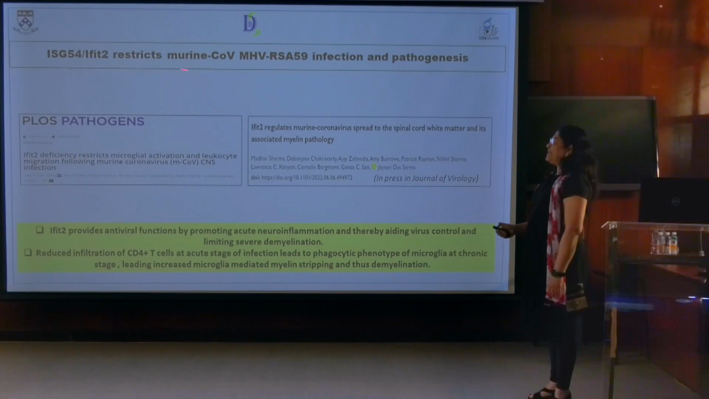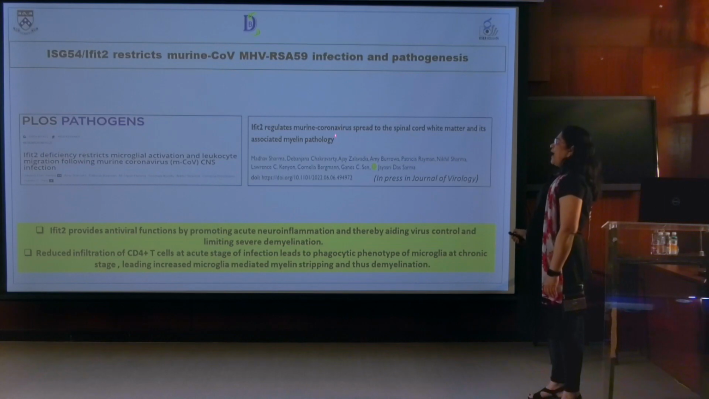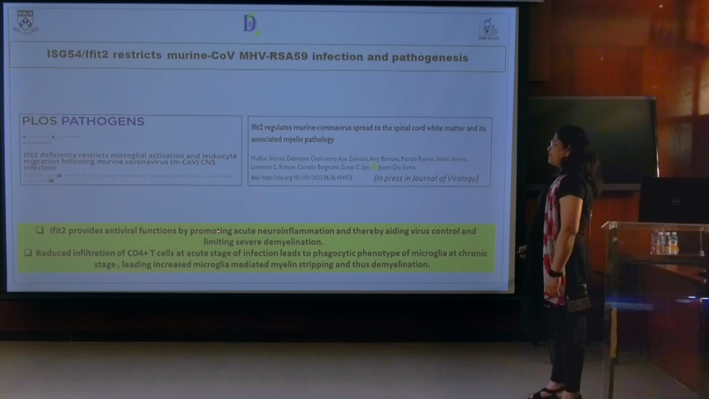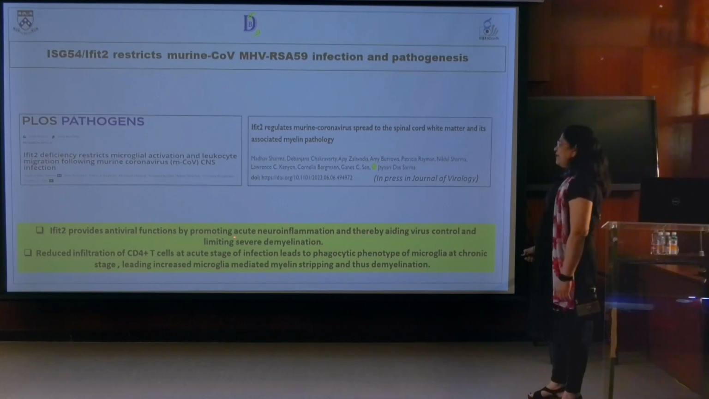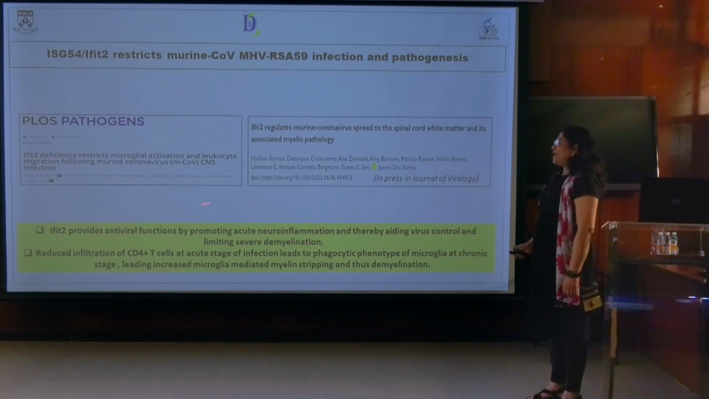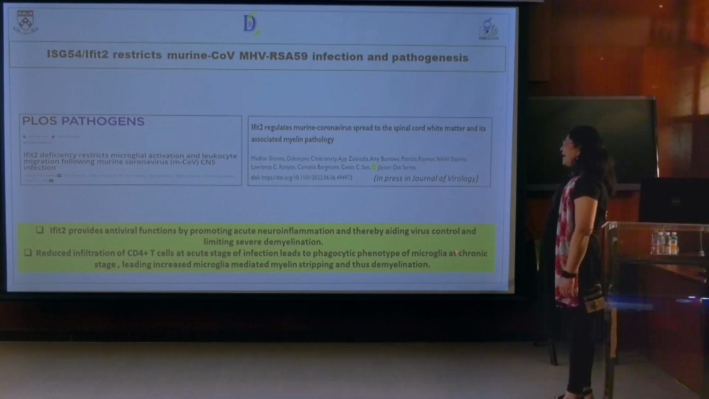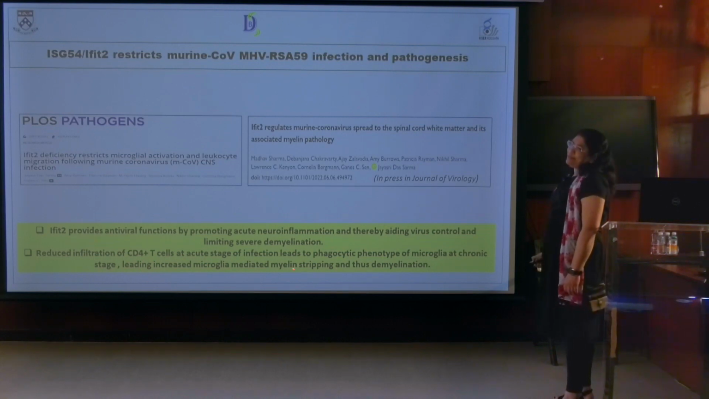From these two studies, at both the acute stage in the brain and the chronic stage, we came to a conclusion. This paper just got accepted in Journal of Virology, and in the 2020 PLOS Pathogens paper, we showed that IFIT2 provides antiviral function by promoting acute neuroinflammation and thereby aiding viral control and limiting severe demyelination. Whereas reduced infiltration of CD4 T cells at the acute stage of infection leads to a phagocytic phenotype of microglia at the chronic stage, leading to increased microglia mediated myelin stripping and thus demyelination.